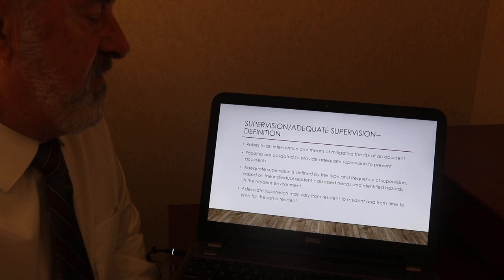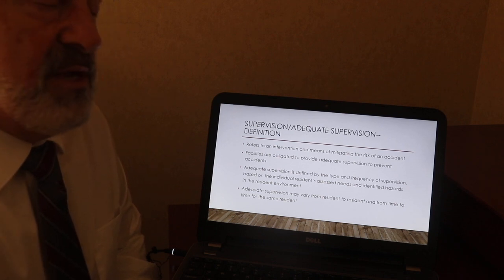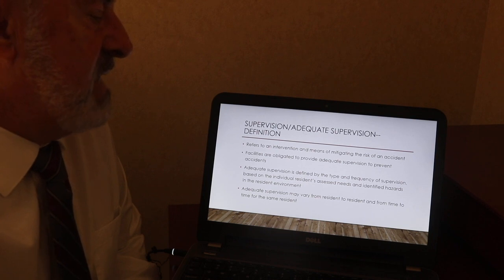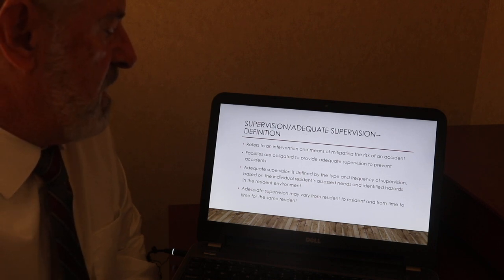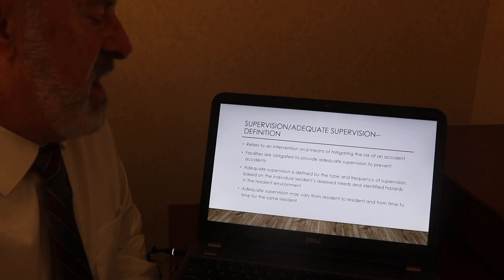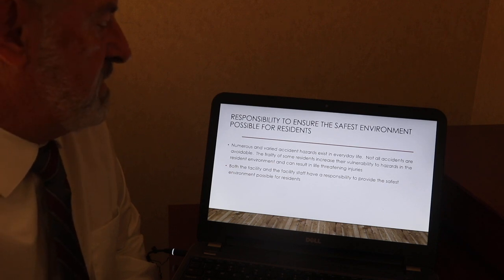Adequate supervision is defined by the type and frequency of supervision based on the individual resident's assessed needs and identified hazards in the resident environment. Adequate supervision may vary from resident to resident and from time to time for the same resident. The responsibility is to ensure the safest environment possible for residents.